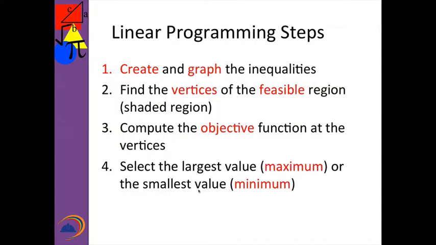Let's look at the steps. First of all, you're going to create and graph the inequalities. That's what we did in the last lesson, learning how to graph inequalities. Then we're going to find the vertices of the feasible region, or the shaded region, and vertices are the corners. So we're going to find the ordered pairs that name the corners. Number 3, we're going to compute the objective function at the vertices. And for number 4, depending on what the problem asks us, we're either going to find the largest value if we want a maximum or the smallest value if we want a minimum. So fill in the missing terms in red on your note taker.